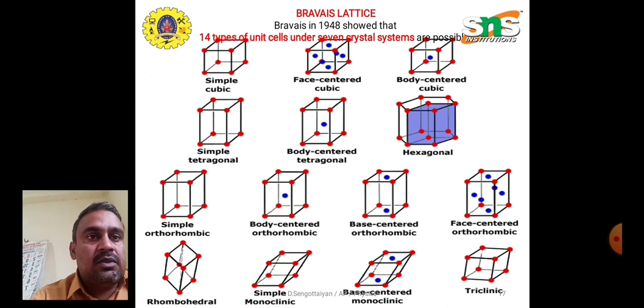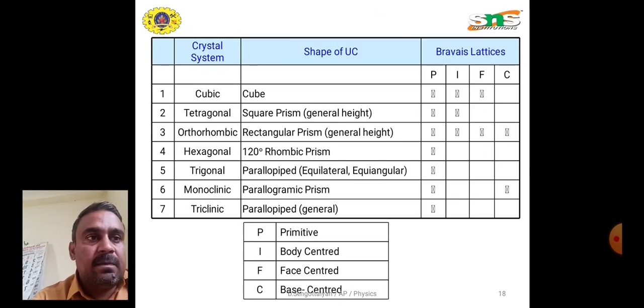The diagram shows the 14 different types of crystal systems. For example, cubic has simple, face centered, and body centered, while tetragonal has simple and body centered. In hexagonal only the simple type is available. Then orthorhombic, monoclinic, and finally triclinic. These are the Bravais lattices of the 7 different systems. P equal to primitive, that is, atoms only at the corner points. Then body centered, and face and base centered.